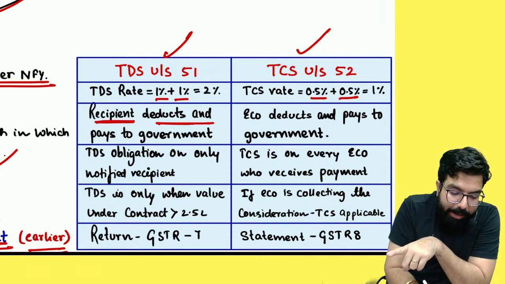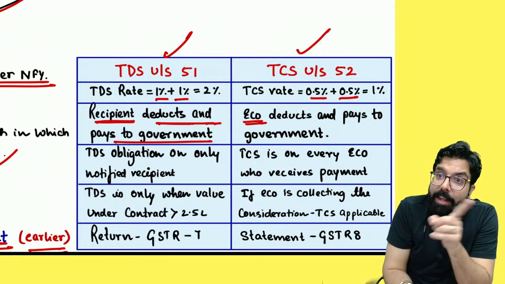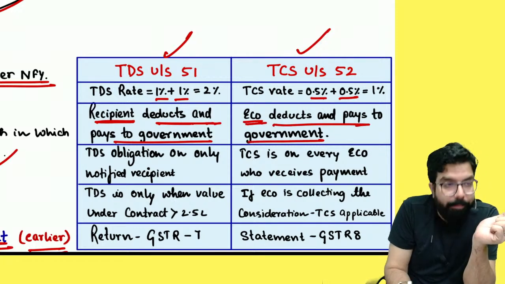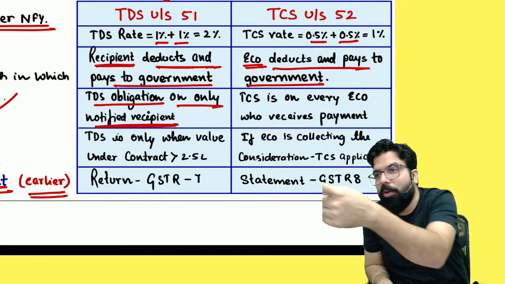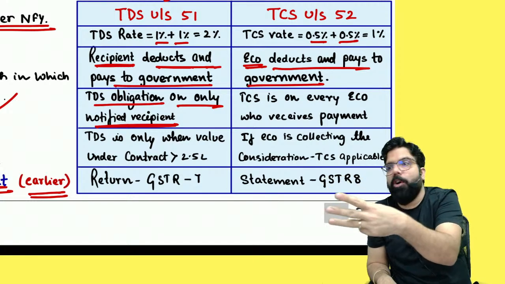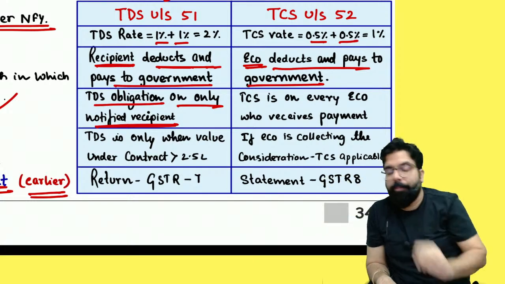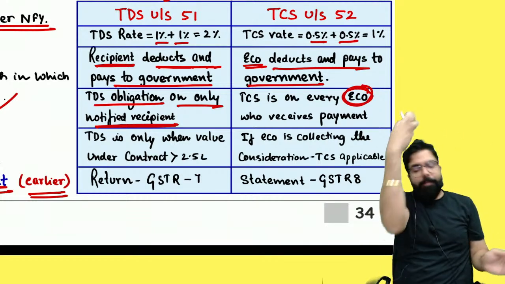TDS: the recipient deducts and pays to the government. TCS: who deducts? The e-commerce operator, and he pays to the government. TDS obligation is only on notified recipients. You know who is liable to deduct? Government department, local authority, governmental agency, notified category, correct? But TCS is on everyone who will collect the payment.